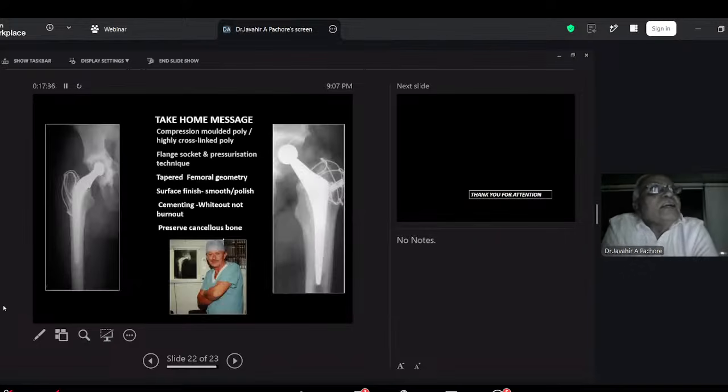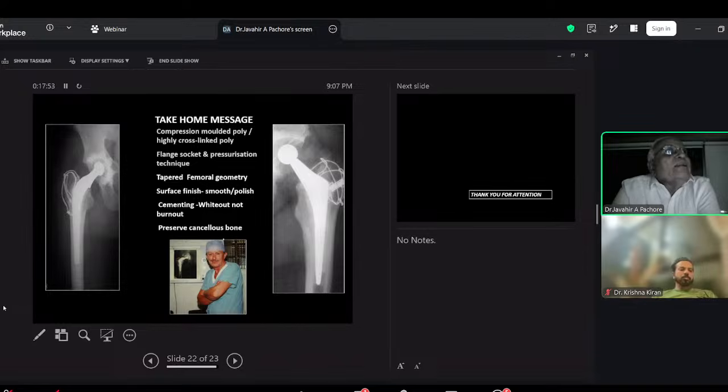And this was a statement by Wroblewski, that compression molded poly, highly cross-linked poly should be used. Flanged socket, pressurization technique, tapered femoral geometry, surface finish should be smooth or polished. Cement should be white out and not burnt out. Do not ream the canals, otherwise you will get burnt out. And preserve cancellous bone probably for the next revision to come. And that is the message.